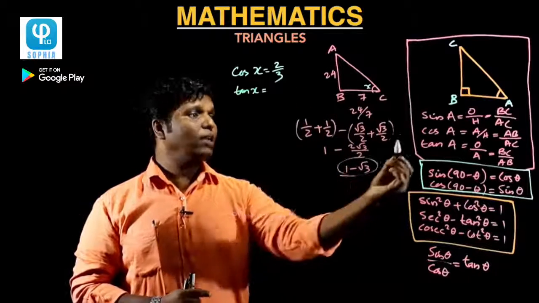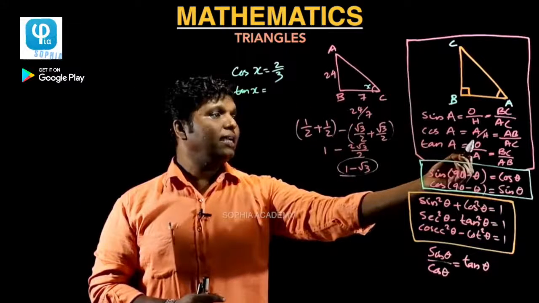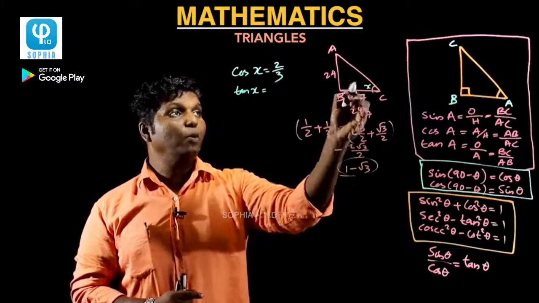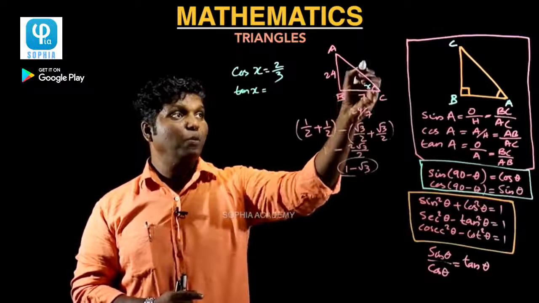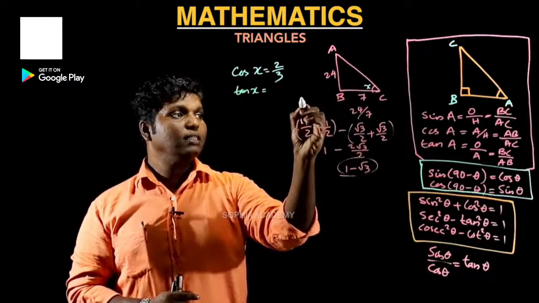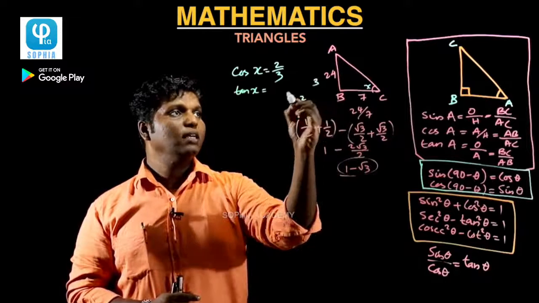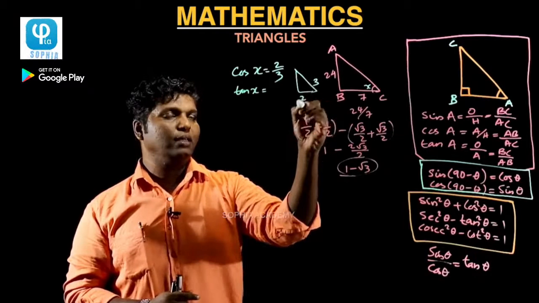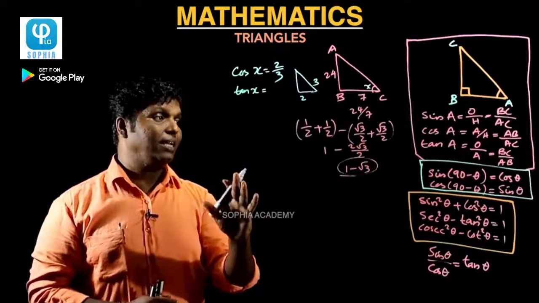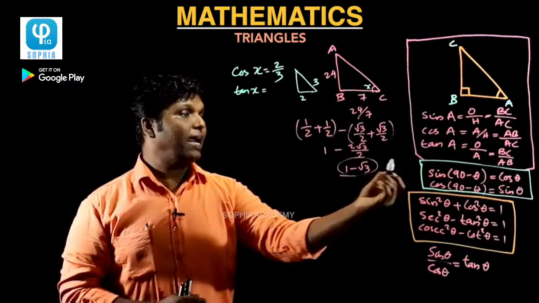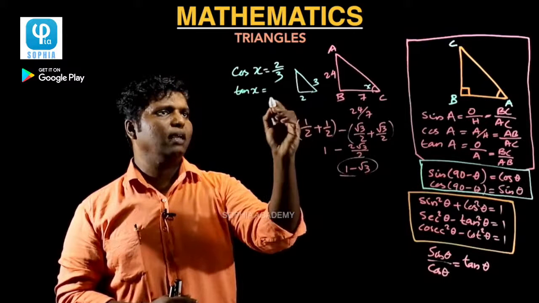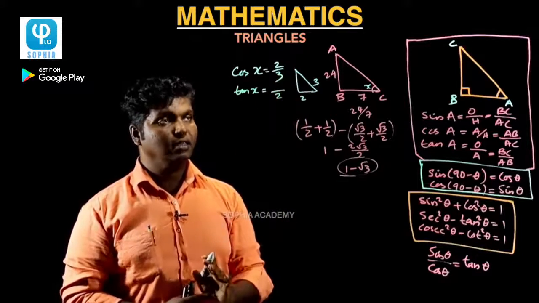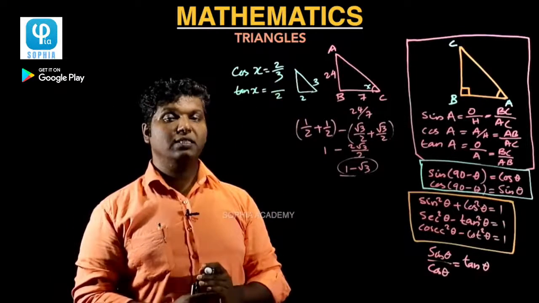Okay, cos x. What is cos? It is adjacent side by hypotenuse. That means your adjacent side is 2 and your hypotenuse is 3. In this triangle, right? 2 and 3. What do you want to find? You want to find tan x. Tan is opposite side by adjacent side. Anyhow, adjacent side is 2. Tell me what will be the length of the opposite side.